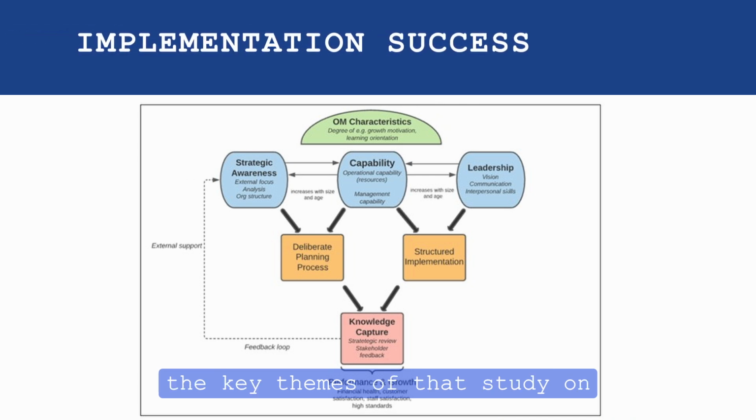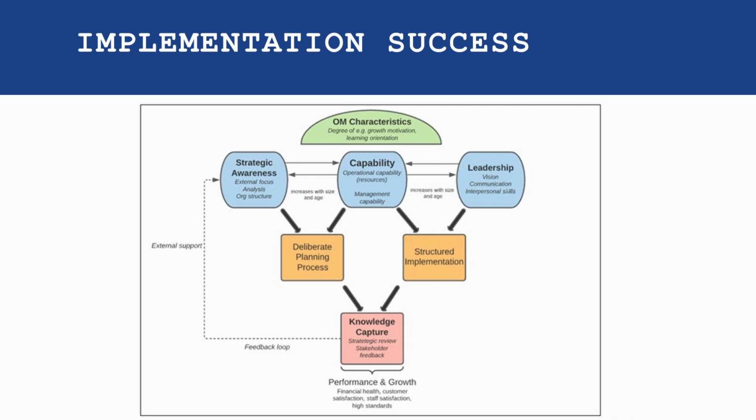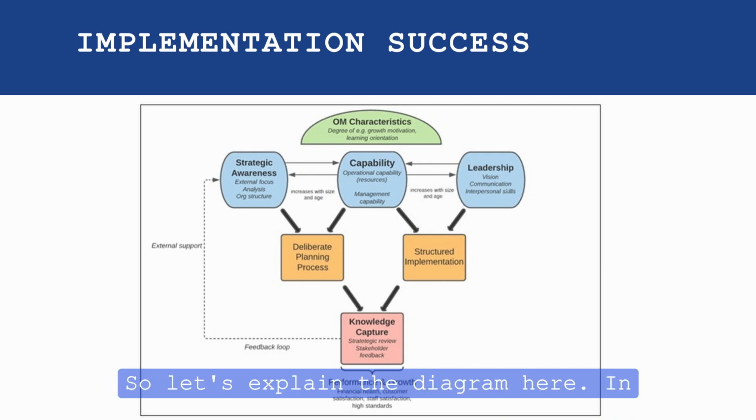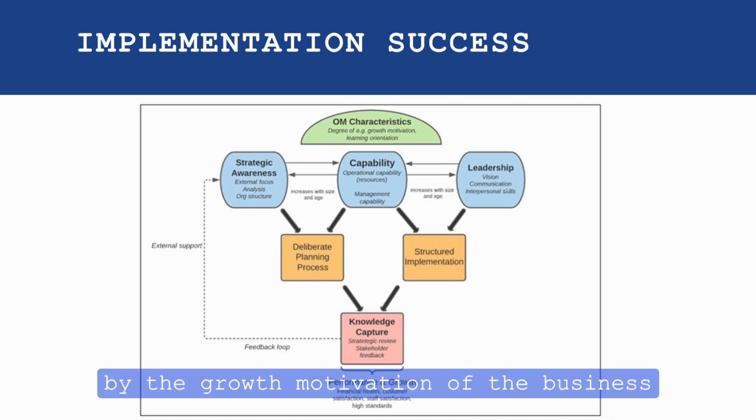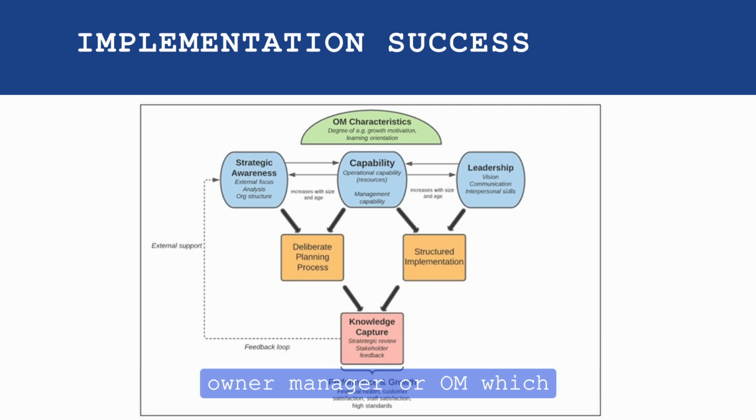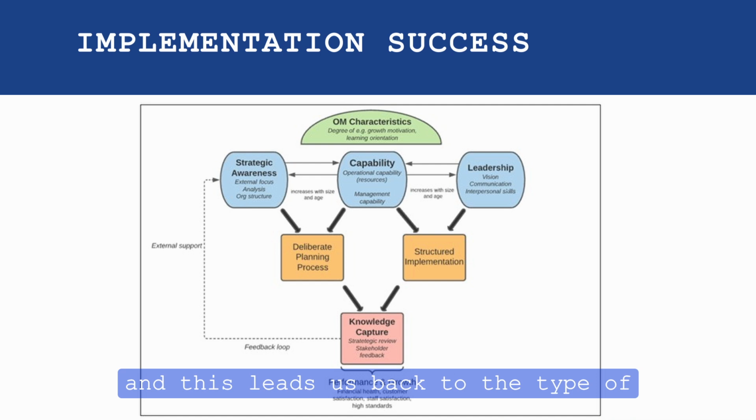Here's a summary of the key themes of that study on performance and growth in small and micro businesses. So let's explain the diagram here. In small and micro businesses, growth tends to be determined by the growth motivation of the business owner manager, or OM, which is in the box at the top. And this leads us back to the type of growth you want to achieve.